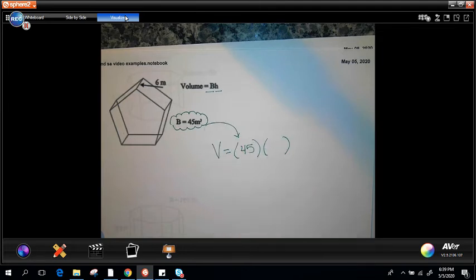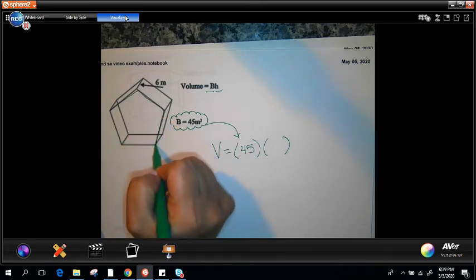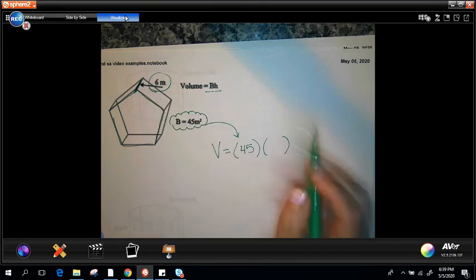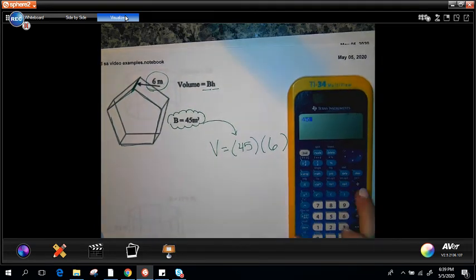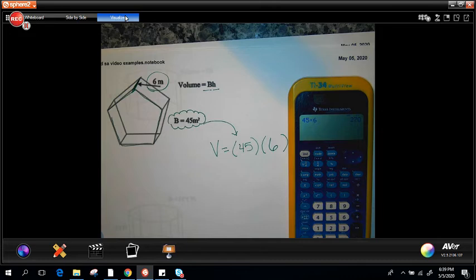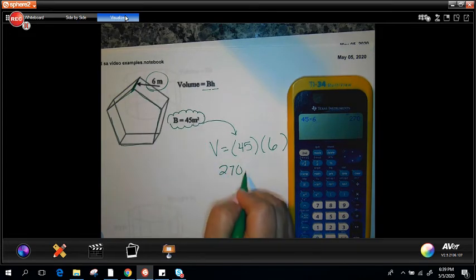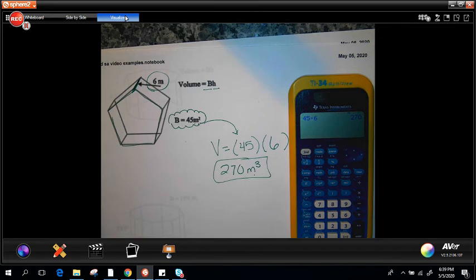Well, I need to know the height. Well, if the base is a pentagon, remember the height connects the two. So our height is 6. So 45 times 6, 270 meters cubed. Perfect, because we have a meter squared times a meter, we still get cubic units.